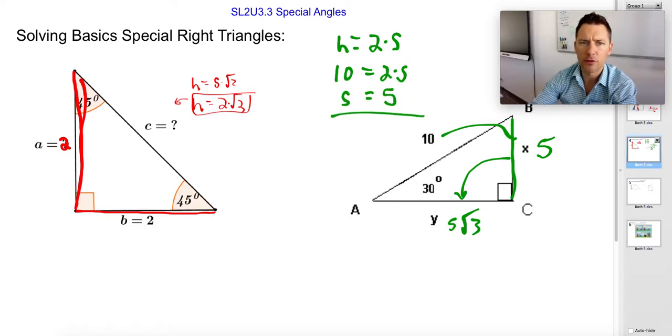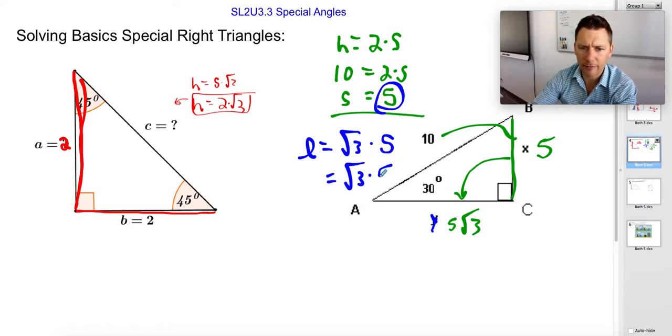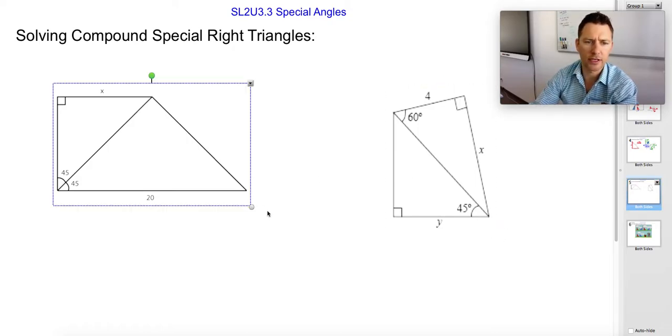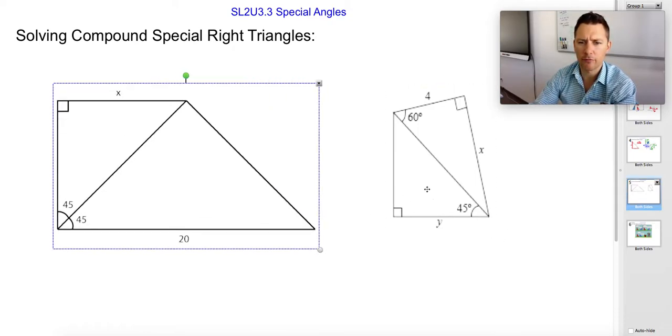And then you could say, I know that the longer leg, I guess y, right, the longer leg is really root 3 times the short side. The short side here is 5, so the longer leg is root 3 times 5. I'm trying to make my s's and my 5s look distinct. Ping, done. This is really where it gets more interesting when you're trying to solve bigger pieces.